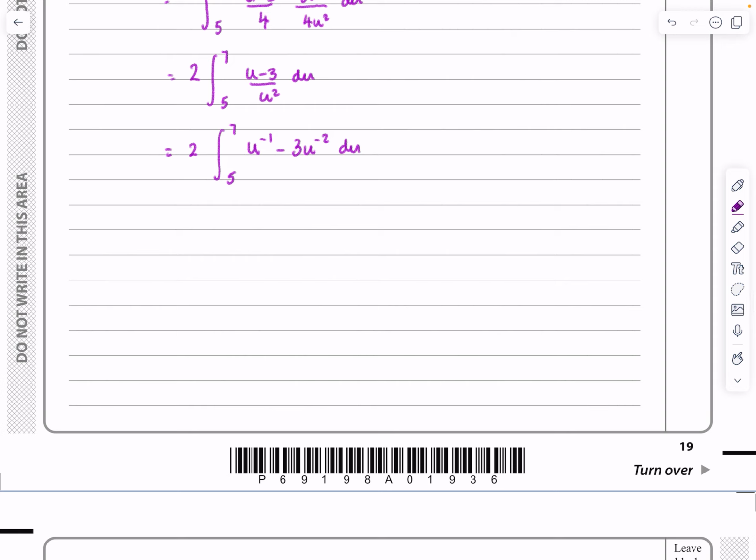I'm not going to spend any time doing that: adding 1 onto the power, dividing by the new power for that one there. And obviously the integral of 1 over u is log u. If this step here is not really straightforward to you, you need to go back and do some more work on your integration. So just integrating that gives me that.